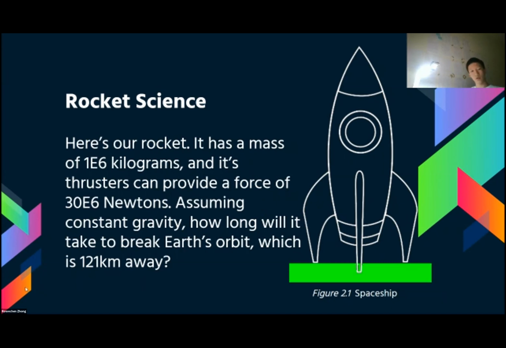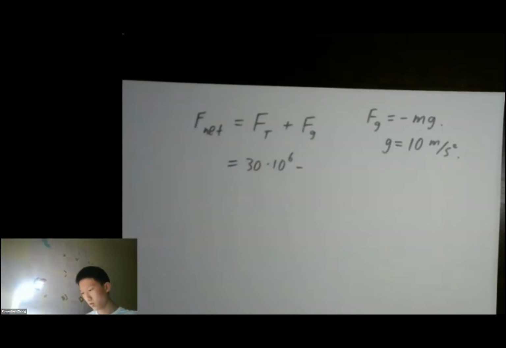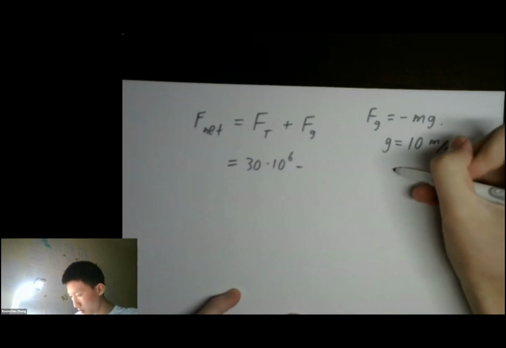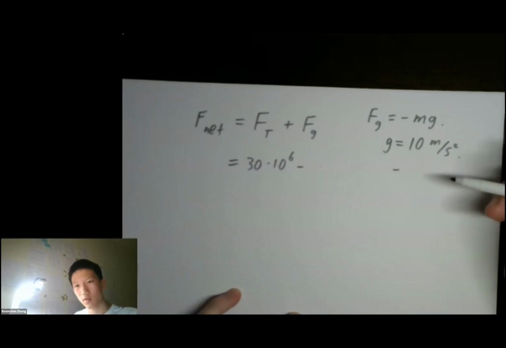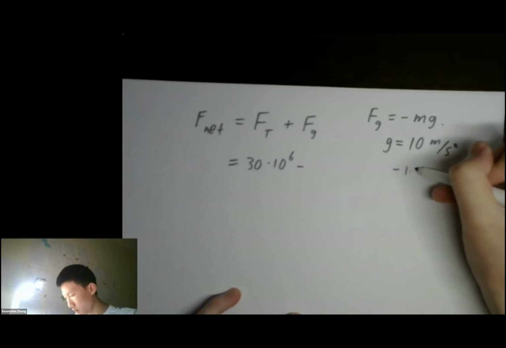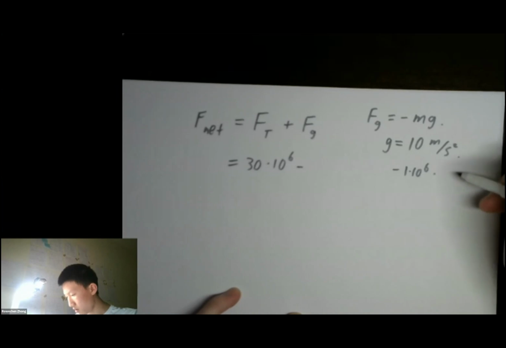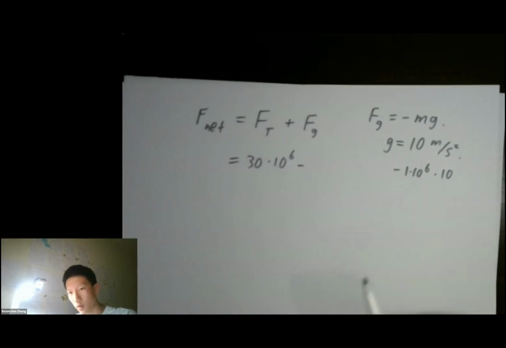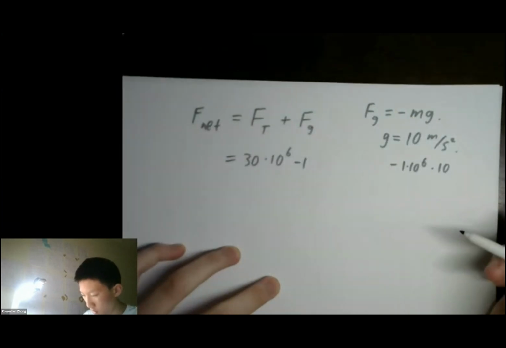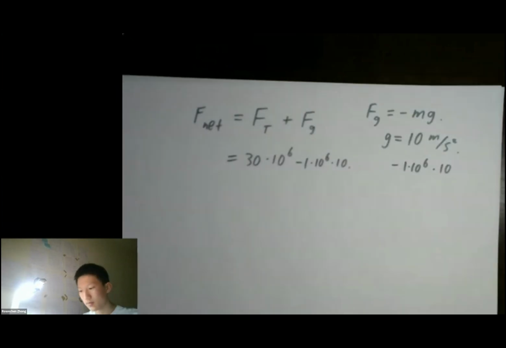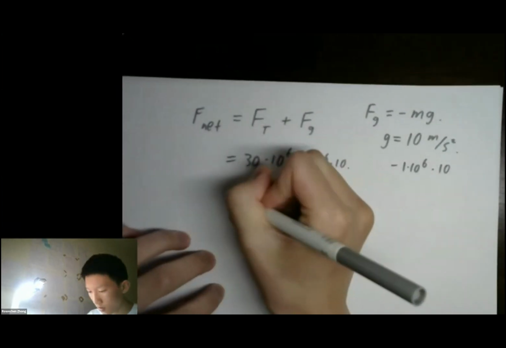Well, first we've got to figure out the force. So what's the force of gravity going to be? That's going to be negative the mass. What's the mass? Mass was 1e6, so that's just 1 times 10 to the 6 times 10. We're going to plug this in right over here. This is the net force, so it's not too complicated.